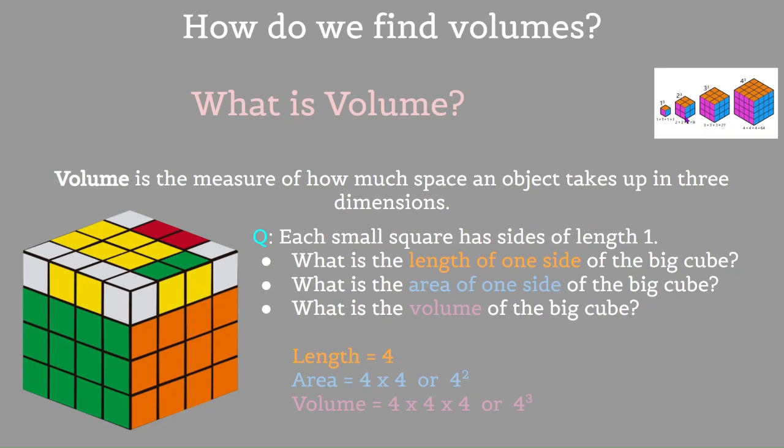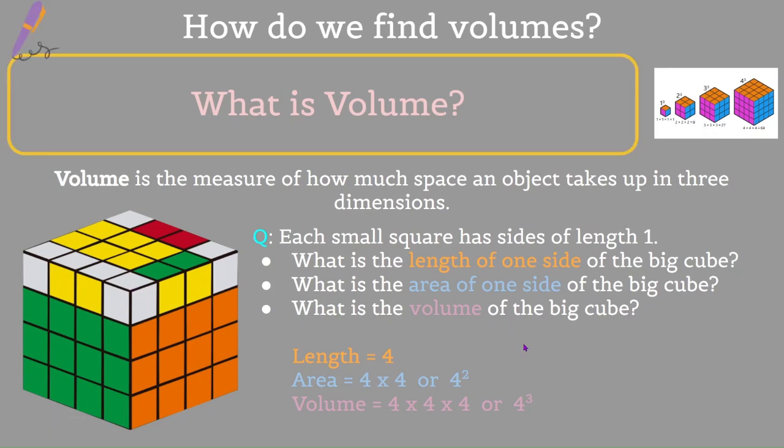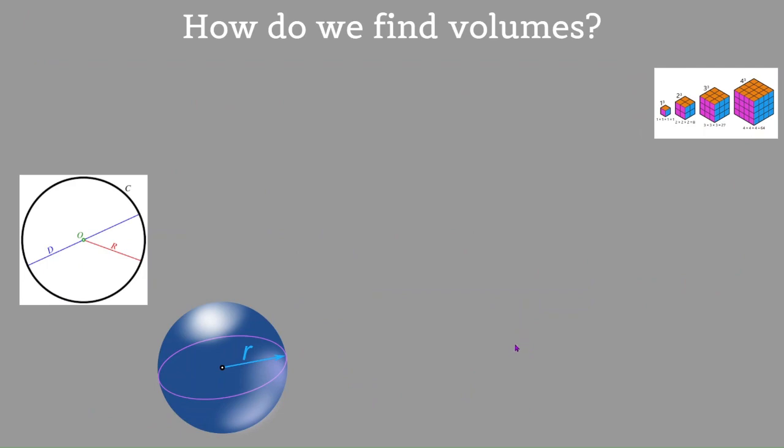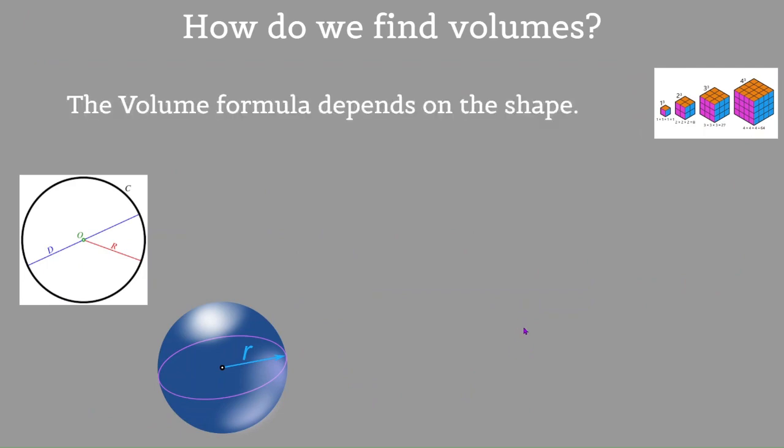If you have 2 squares on your base, it will be 2 to the 3rd power. If you have 3 squares on your face, it's 3 to the 3rd power, right? It keeps going up. So for a cube, it's pretty straightforward, right? We take the length of one side times the length of the other side multiplied by the length of the third side, right? That tells us how much space we have.